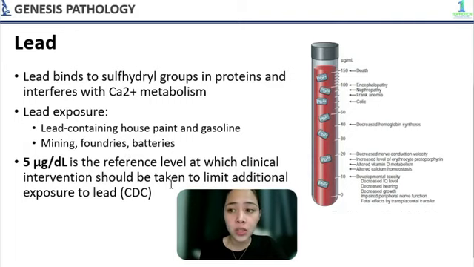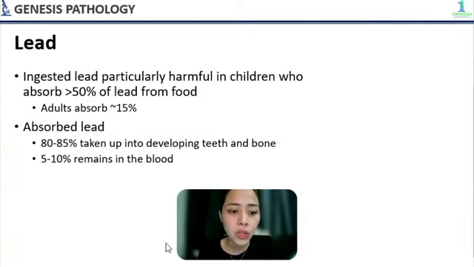So this is not the toxicologic threshold because there is no safe blood levels of lead. Also note here in this picture the different manifestation at certain levels of lead. As little as 10, there can already be decreased IQ, and as high as 150 can already lead to death. So ingested lead is very harmful to children because they absorb more than 50% of lead from the food compared to adults that absorb only about 15%.